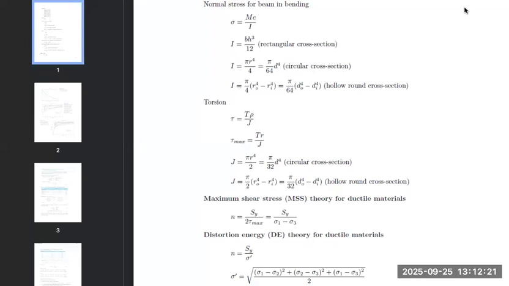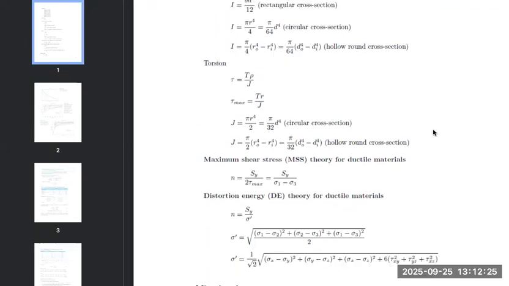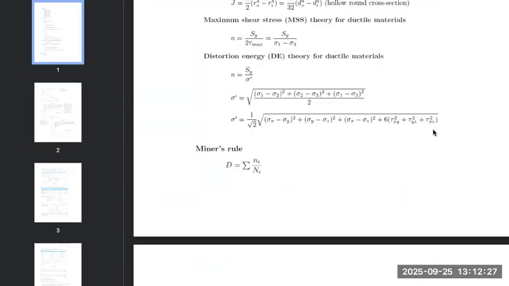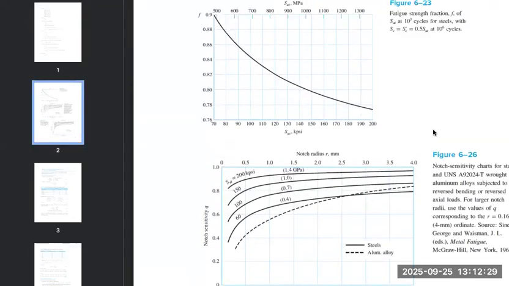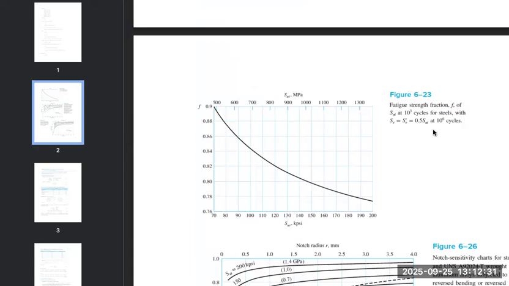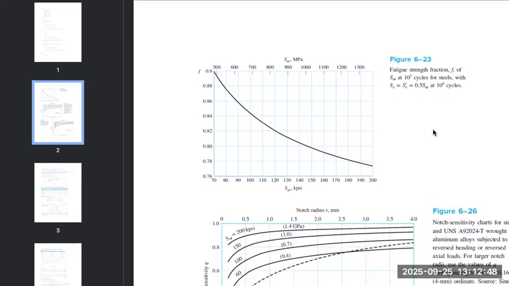Let's first take a look at some equations that we will need for this problem. We will definitely need Figure 6-23, which is a graph of the fatigue strength fraction F of ultimate strength at 10 to the power of 3 cycles for steels, with endurance limit S_e prime equal to 0.5 times ultimate strength at 10 to the power of 6 cycles.